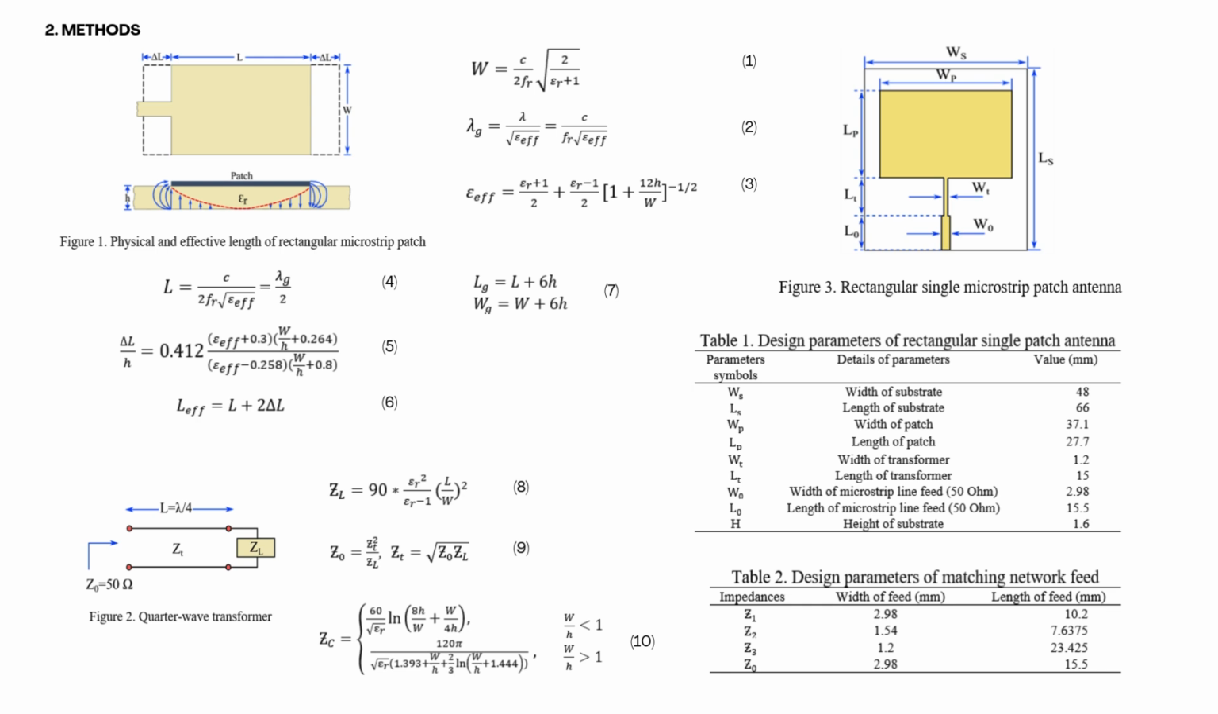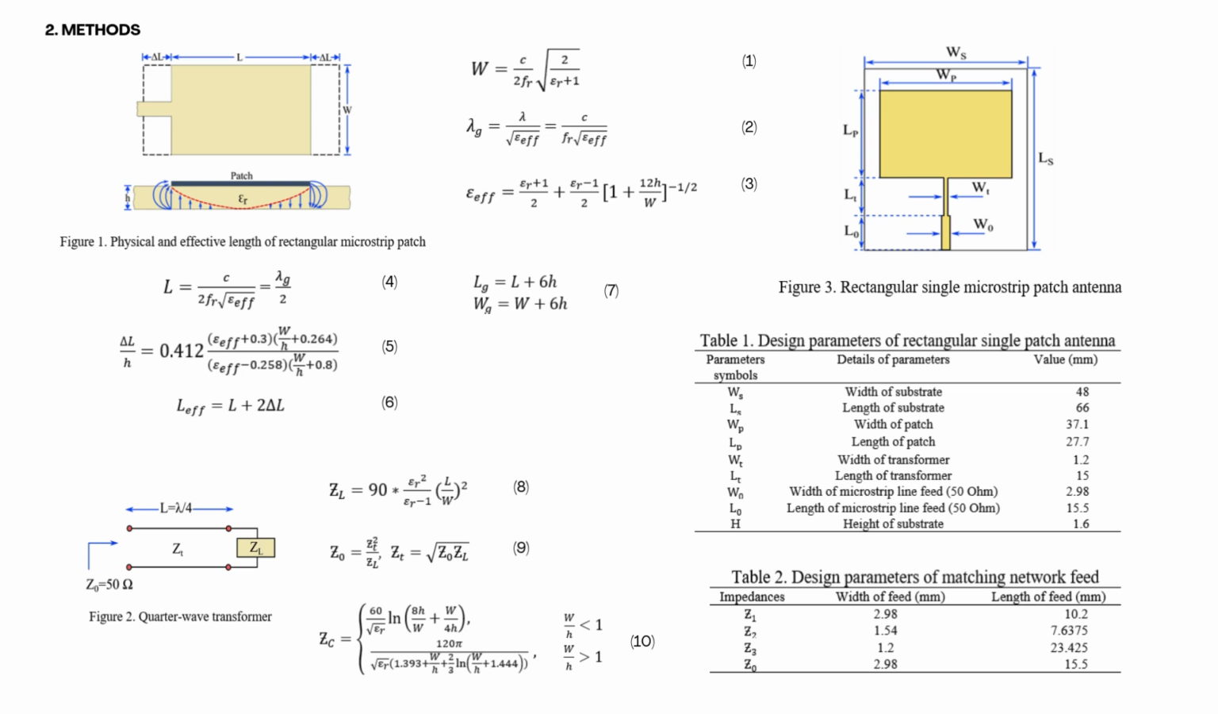Equation 5 represents a widely used and pragmatic approximate relationship for the normalized length elongation. Then we can calculate the effective length of the patch, denoted as L effective, as in equation 6. Also, we use equation 7 for calculating the dimensions of the grounding surface and substrate size. And the next stage is to define the size of the feeding mechanism.